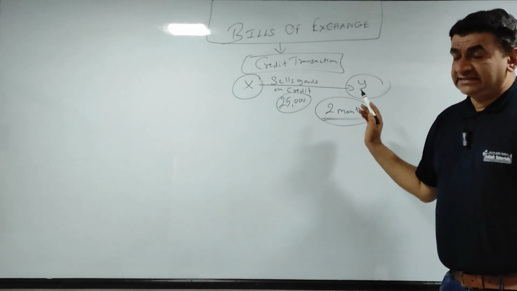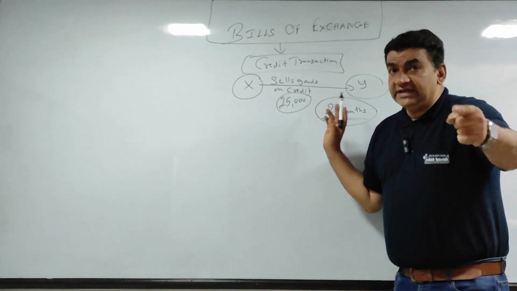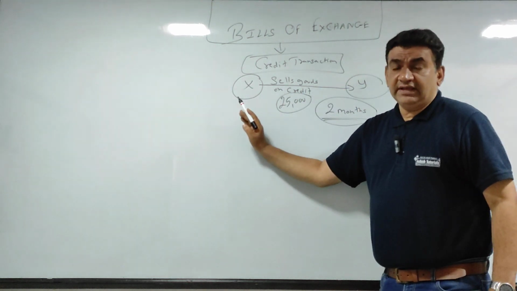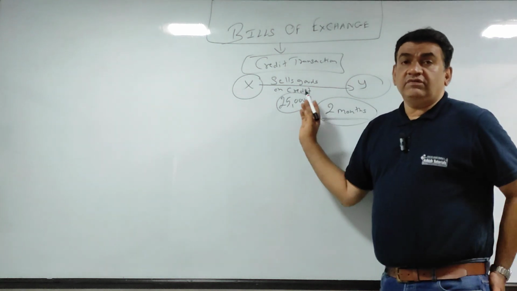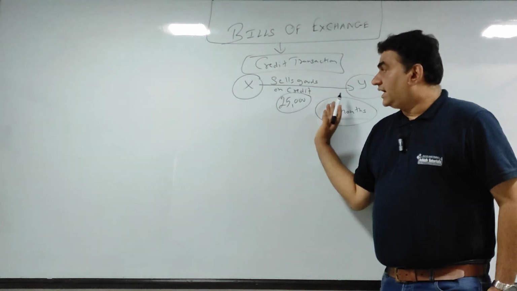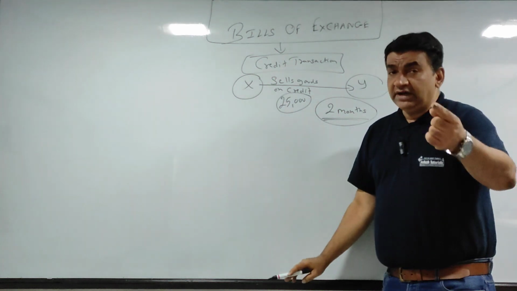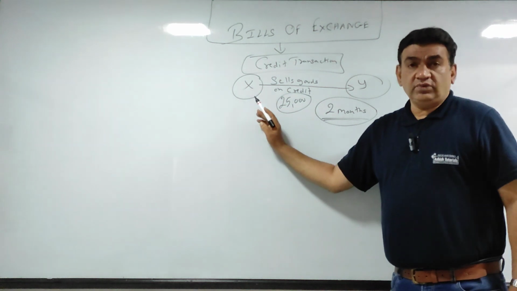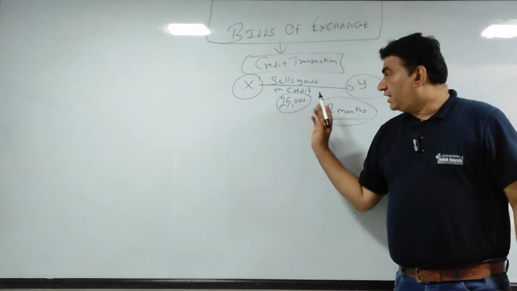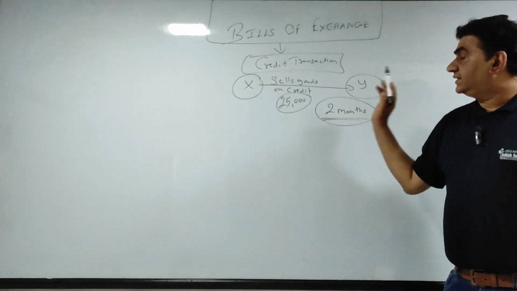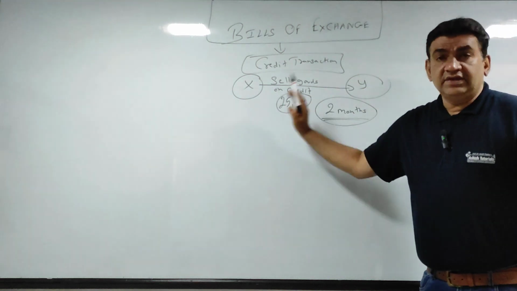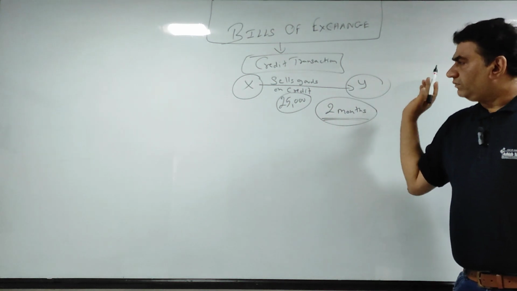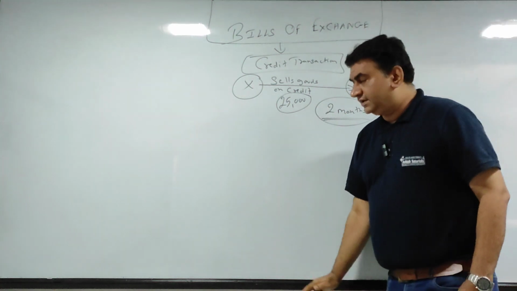considering this transaction, after the period of 2 months, X has to receive from Y, or after 2 months, Y has to pay to X. I'll repeat. After 2 months, X has to receive from Y, or Y has to pay to X. Now, what if Y doesn't pay?